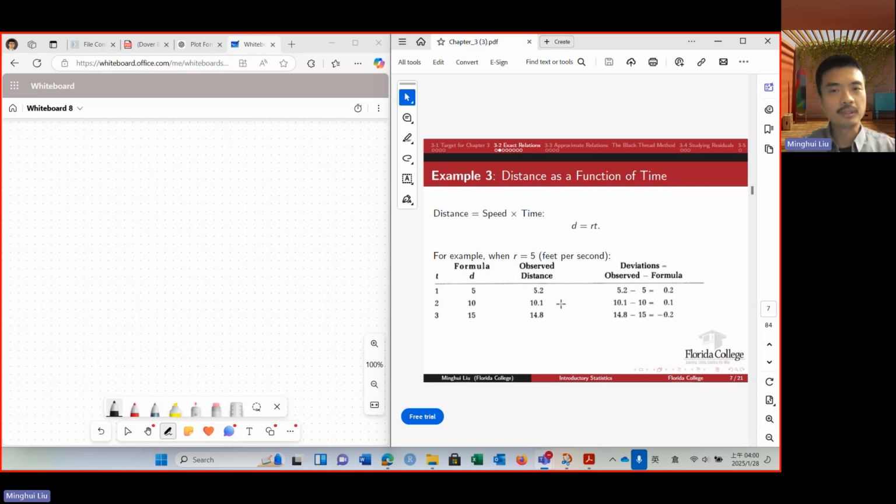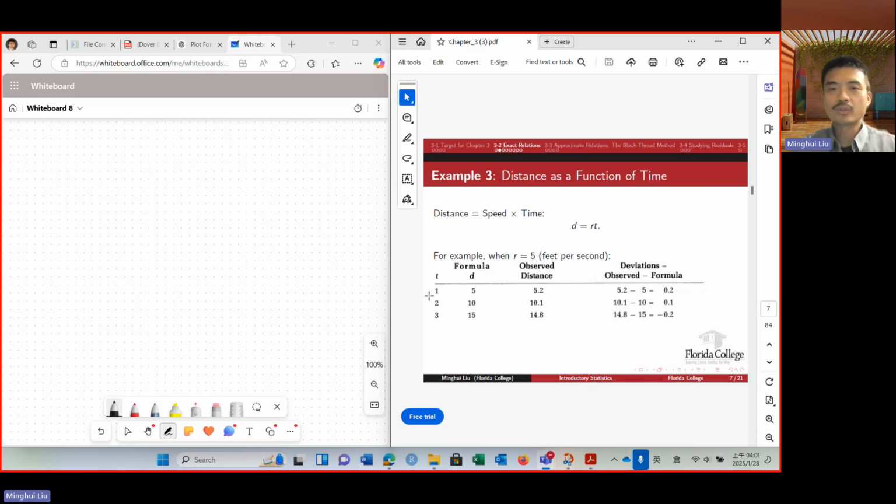Well, we're all human beings. We all make mistakes. This is not even, strictly speaking, a mistake. This is just some inaccuracy in measuring. So there is a deviation, which is defined as the observed value minus the formula value or the theoretical value. In this case, the observed value is 5.2 and the theoretical value is 5. So the difference is 0.2.